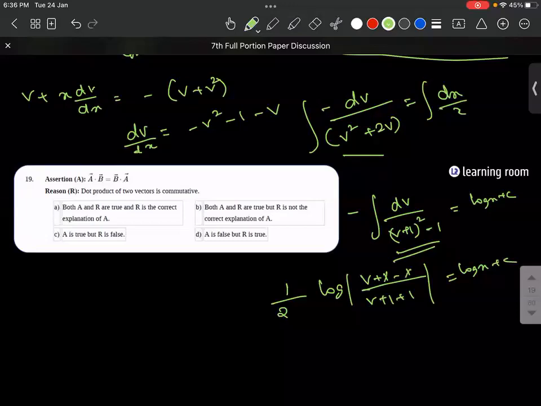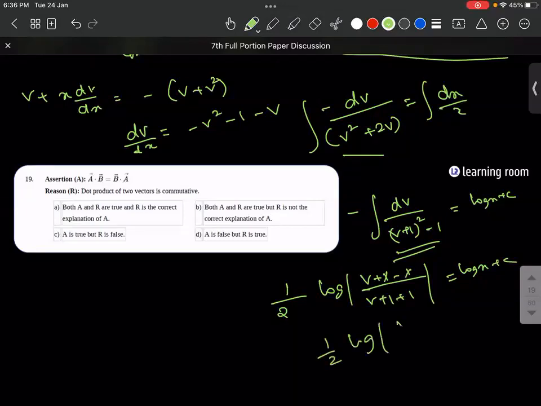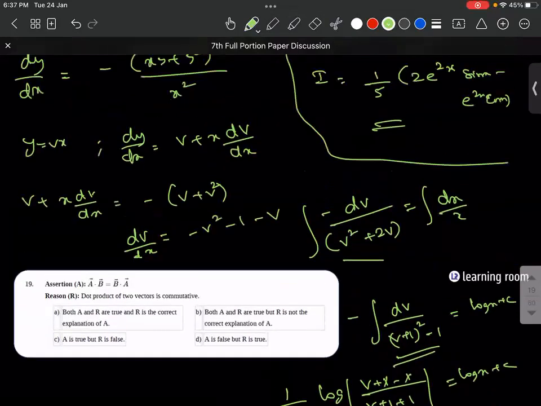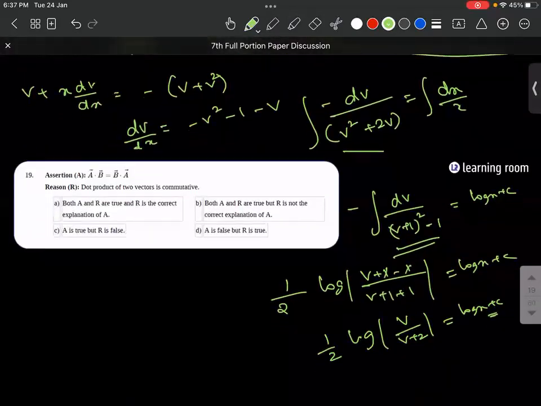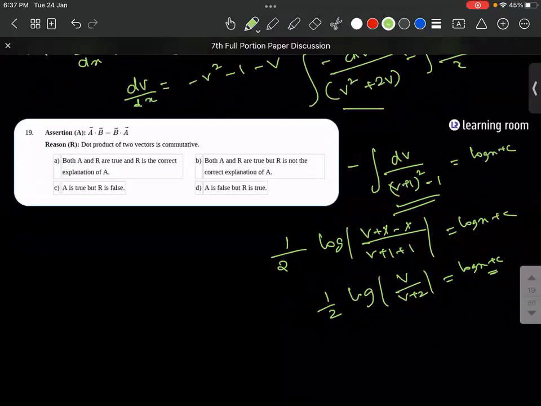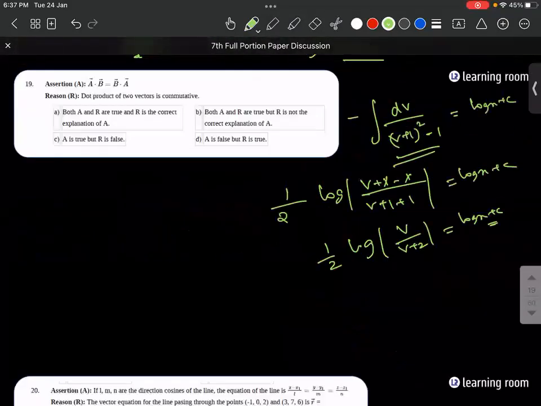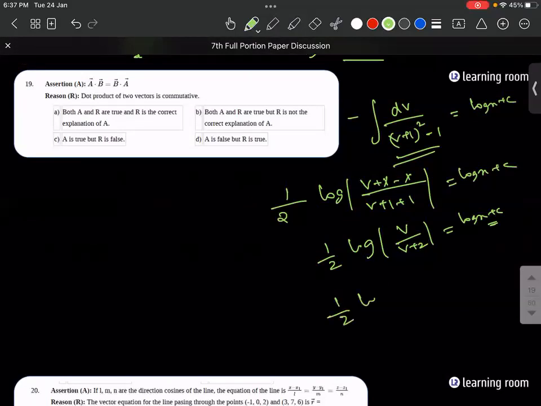So 1 and 1 will get cancelled. 1 by 2 into log of v divided by v plus 2 is equal to log x plus c. They wrote it in terms of, again you have to substitute y is equal to 1, x is equal to 1. So 1 by 2 into log of y by x divided by y plus 2x divided by x. x and x will get cancelled, is equal to log x plus c.